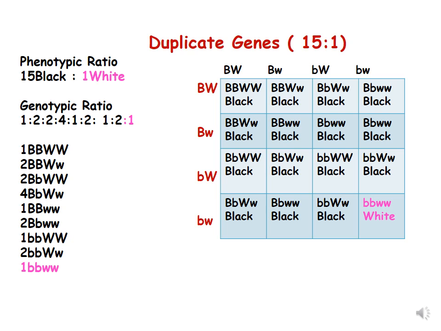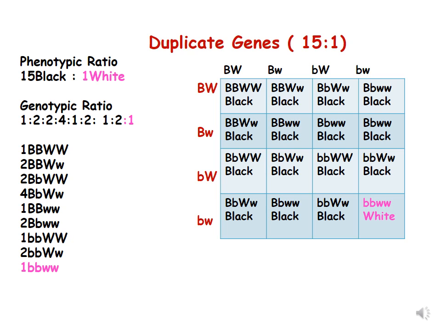So this is called duplicate genes because the capital B and capital W are duplicating their effects. This is called qualitative inheritance because there are just two extremes, black and white, and there are no intermediates between them. This is called discontinuous inheritance because there are just two extremes, no intermediates.